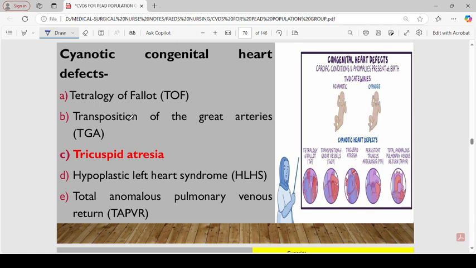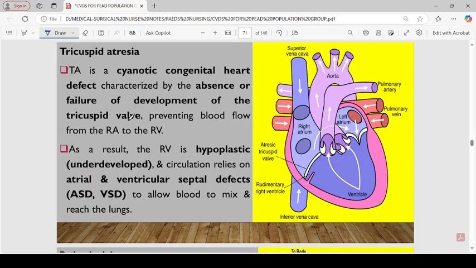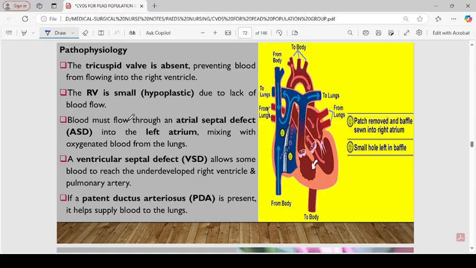The next condition is tricuspid atresia. Tricuspid atresia is a congenital heart defect characterized by absence or failure of development of the tricuspid valve, right? And this will prevent blood flow from right atrium to right ventricle. As a result, the right ventricle is going to be hypoplastic, that is underdeveloped. Circulation relies on the atrial and ventricular septal defects to allow blood to mix and reach the lungs.